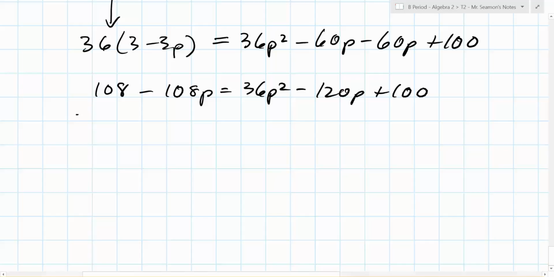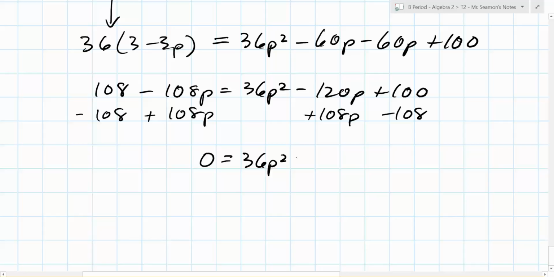So what do I subtract over here? 108 minus 108, and what do we add? Plus 108p. So we end up with 0 is equal to 36p squared minus what? 12p minus 8. Good.